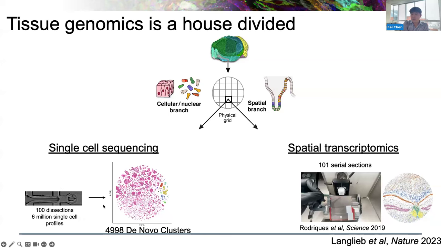And why are we doing this? In single cell, we can generate really high resolution, unbiased profiles, but there's no spatial information. When you do spatial transcriptomics, you get the spatial context, but oftentimes, whether due to segmentation or targeted probes, you don't have the molecular sensitivity and maybe more importantly, the molecular unbiasedness and diversity of single cell. And so the goal is to try to unify these.